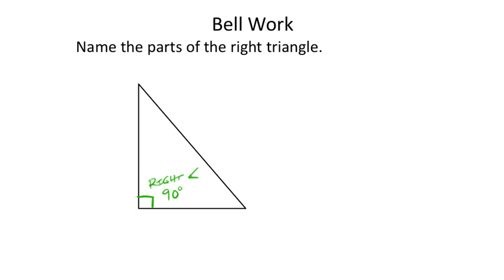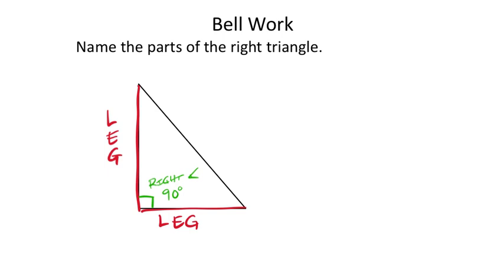So there's two parts. You have this part right here and this part. These two are both classified the same. These are what we call legs. So this red side length right here would be called a leg. And then this other red side also is called a leg. The two legs are what make up the right angle.